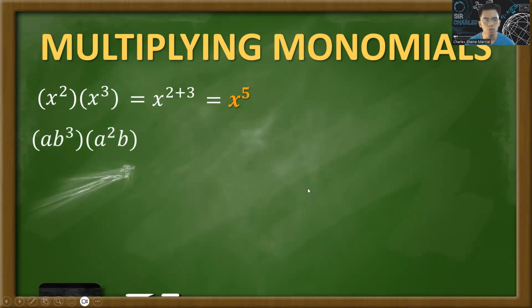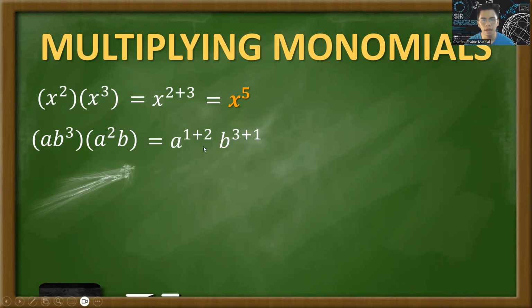Next, a b cubed times a squared b. Again, we will just add the exponents. For a, 1 plus 2, and for b, 3 plus 1. Now, ganito. Kapag mag-a-add tayo ng exponents, kailangan yung magkaparehas lang na variables ang i-a-add nyong exponent. Okay po? Yung exponents lang ng a ang i-a-add nyo, and also yung exponents lang ng b ang i-a-add nyo. Huwag niyong paghalu-haluin lahat ng exponents ng lahat ng variables.